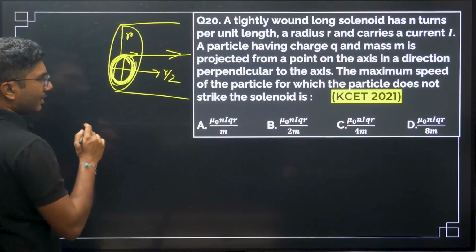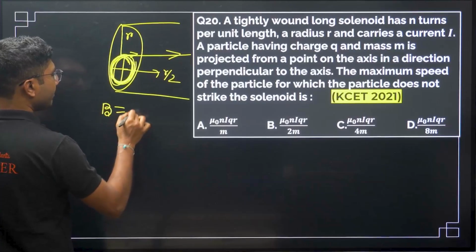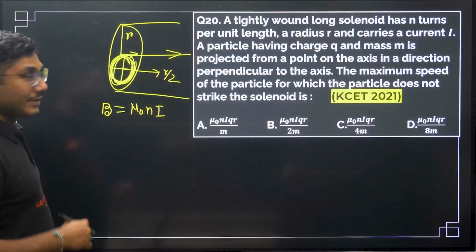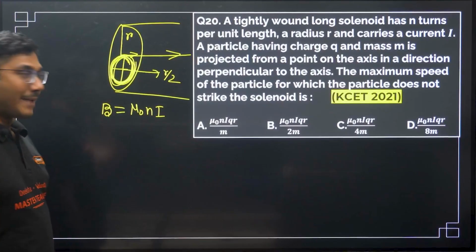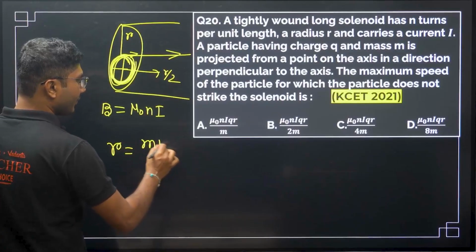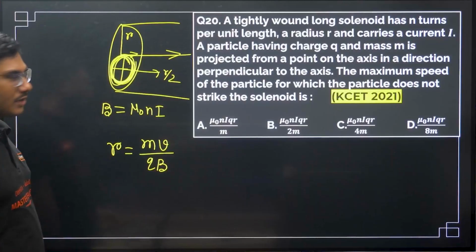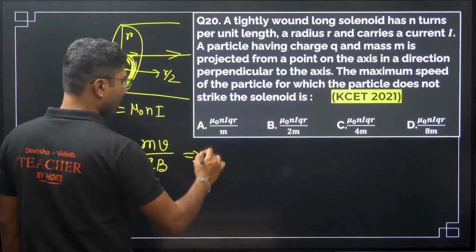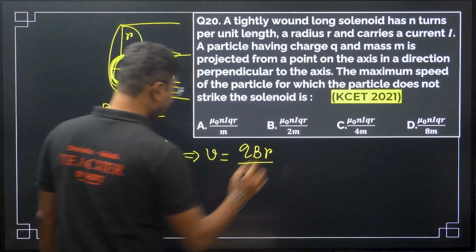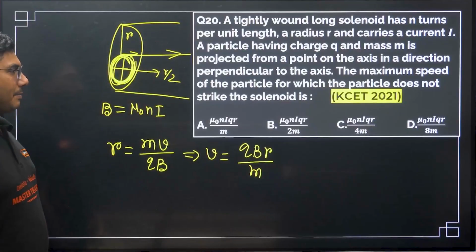Okay, and what is the value of magnetic field inside a solenoid? Mu naught n i. This is the formula for magnetic field, right? Now they ask you what is the maximum velocity. Now you have to use this formula, R is equal to mv by qB. From here you can find the velocity, which is qBR divided by m. Right?